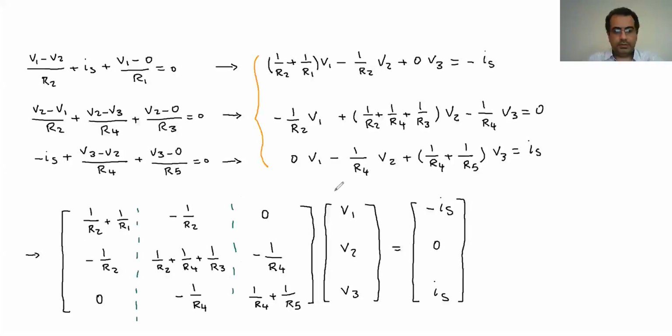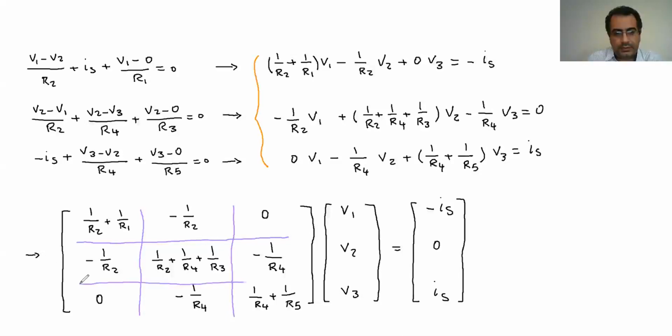Maybe use another color. No. So we have the 3 by 3 matrix. Just let's see what color we might use. Yes, better. So you have a 3 by 3 matrix. It's the first column, second column, and third column. And it's the first row, second row, and the third row.